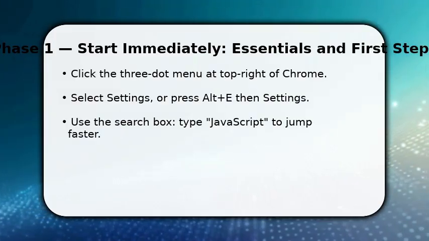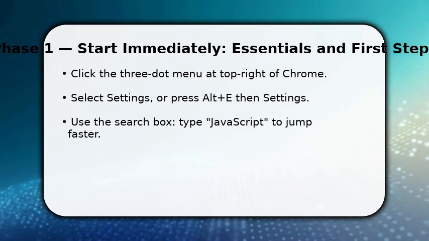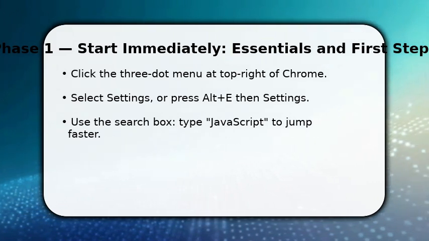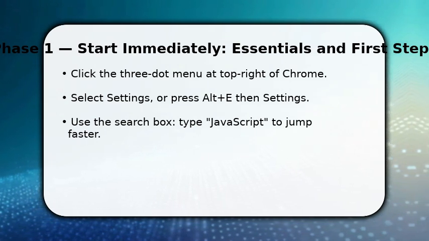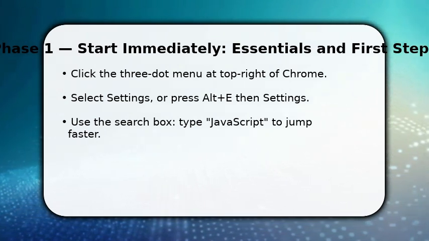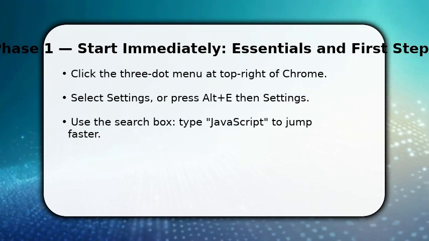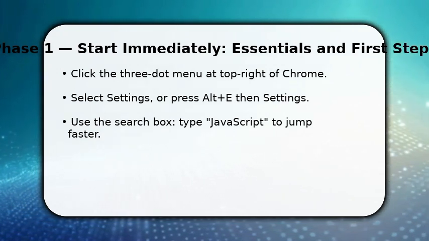You'll start by opening Chrome settings so we change behavior quickly. Click the three-dot menu at the top right, then choose Settings. Once done, use the Settings search box and type JavaScript to jump directly to the right panel. This saves time versus scrolling.